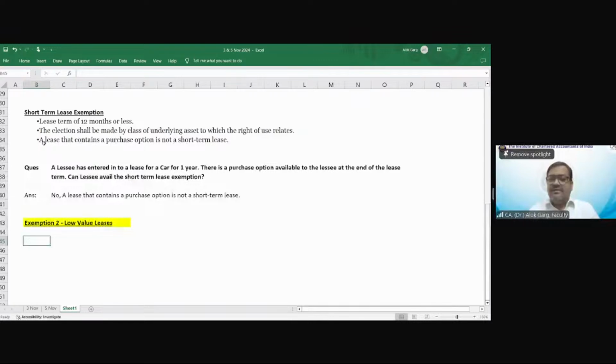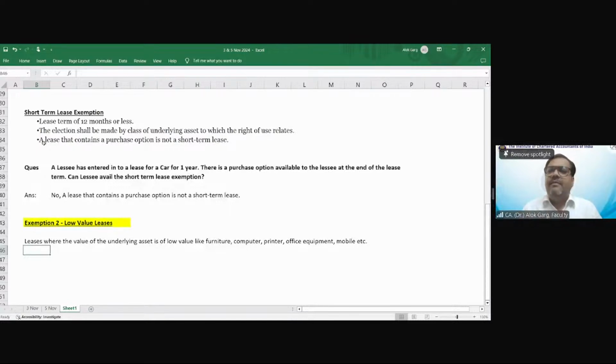What is low value leases? Leases where the value of the underlying asset is low, like furniture, computer, printer, office equipment, mobile, etc.